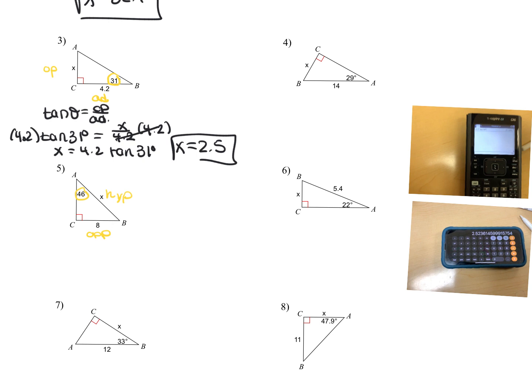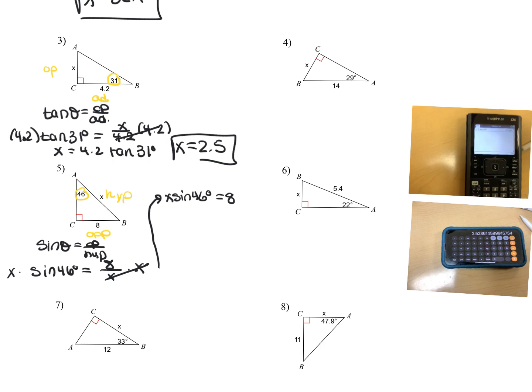It's sine. So if we do this one, it's going to be sine of my angle equals the opposite over the hypotenuse. So sine of 46 degrees equals my opposite 8 over my hypotenuse, which is x. So this time I'm going to multiply the x over to both sides. And when I do that, I'm going to go over here because I'm going to run out of space. I get x sine 46 degrees equals 8.